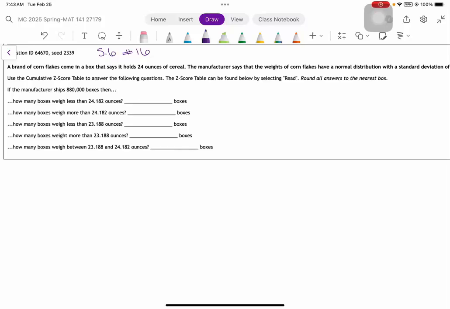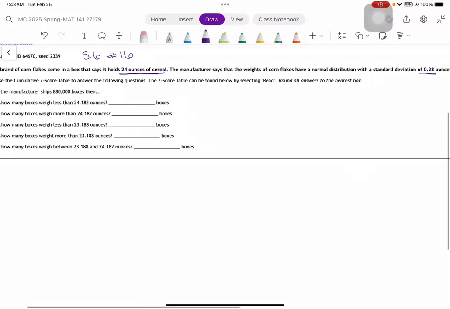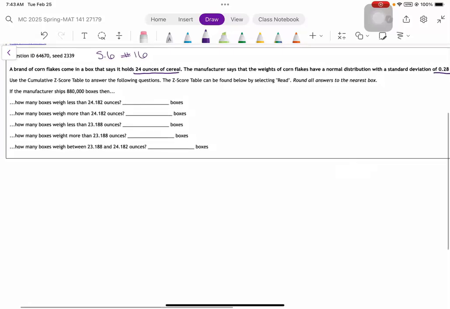All right, I want to make you a video about this question, which is from S6, number 16 on MOER. A brand of cornflakes comes in a box that says it holds 24 ounces of cereal. The manufacturer says that the weights have a normal distribution with a standard deviation of 0.28 ounces. Use a z-score table to answer the following questions. The z-score table can be found by selecting Read. Round all answers to the nearest box.